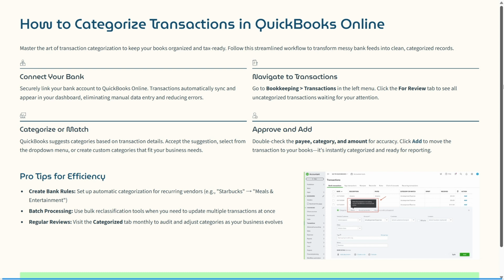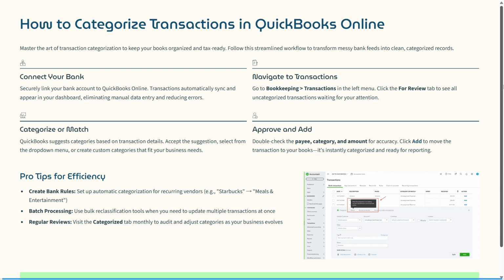You now need to go to Bookkeeping, look for Transactions in your left menu, and then click the For Review tab to see all of your uncategorized transactions which are waiting for your attention. Here you can categorize or you can match.